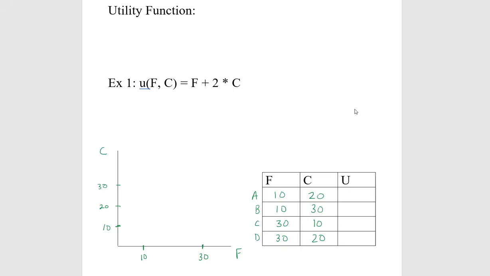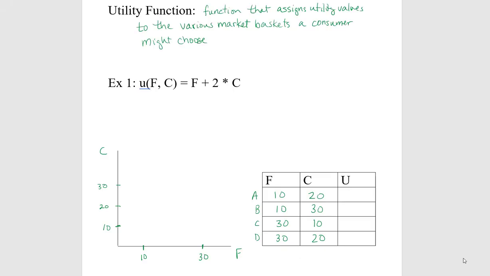The utility function is a function that assigns utility values to various market baskets a consumer might choose. The example we have here is a straight line equation. I'll show you what this looks like. This says utility is a function of food and clothing, 2 variables here. I put food on the x-axis, clothing on the y-axis, and I've got food plus 2 times clothing is going to give us a numerical value of utility.